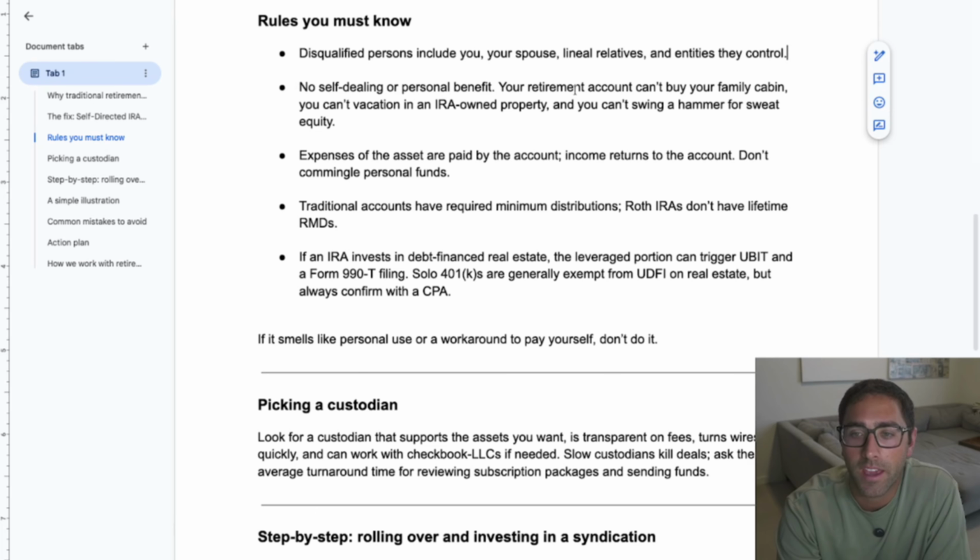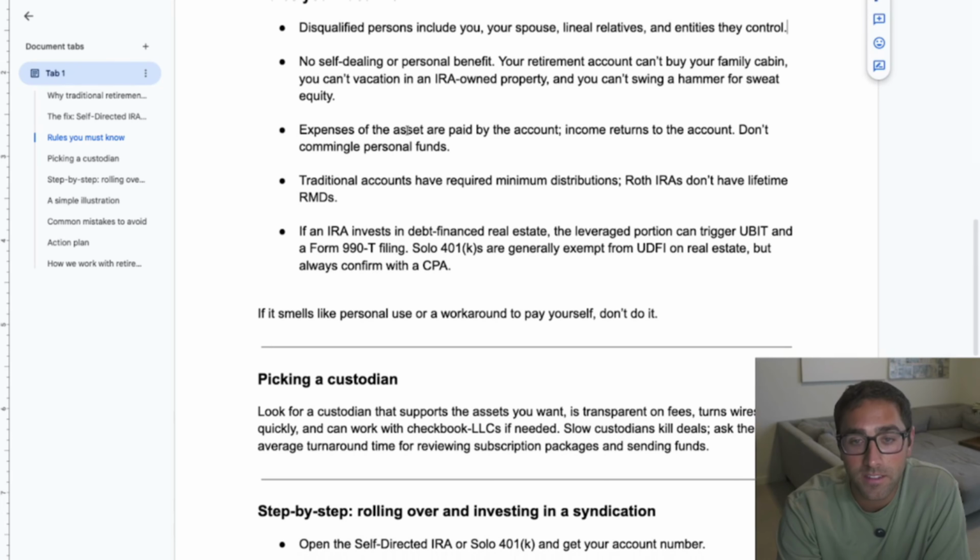Your retirement account can't buy your family cabin, you can't vacation in an IRA-owned property, and you can't swing a hammer for sweat equity. Expenses of the asset are paid by the account. Income returns to the account. Don't commingle personal funds. That's a big one. Traditional accounts have required minimum distributions. Roth IRAs don't have lifetime RMDs.